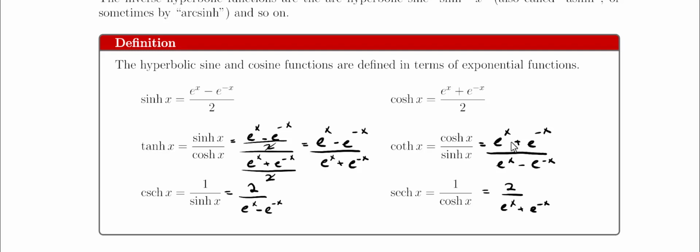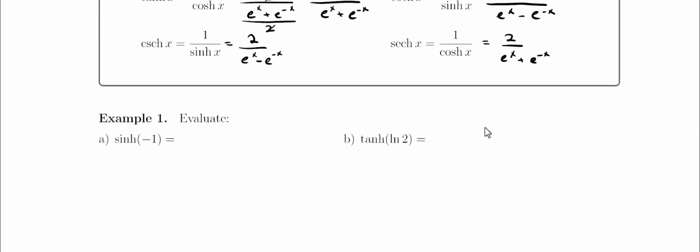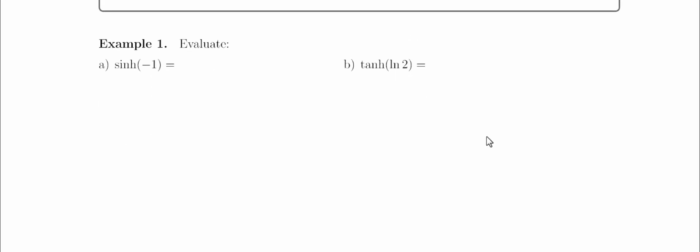Now let's take a look at some problems where we get to practice evaluating these hyperbolic functions. Let's begin with the first example, where we have the sinh of -1. Using the definition of the hyperbolic sine, the sinh of -1 is the same thing as e to the -1 minus e raised to the 1, all divided by 2.